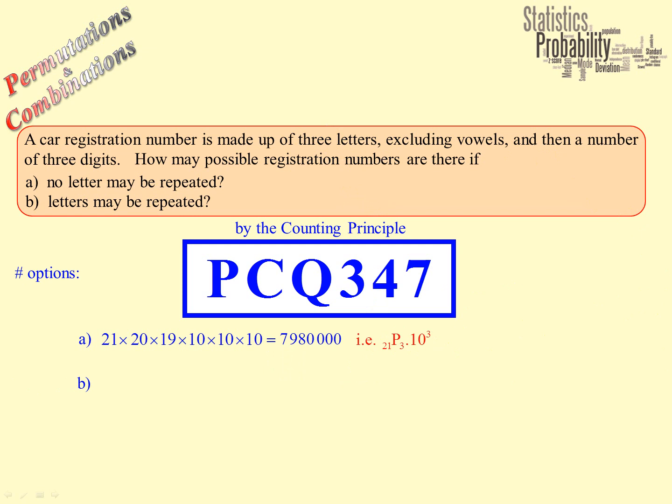Now, B, letters may be repeated, so the only difference now, the options are all going to be 21, and they are all 10 again. So it's 21 cubed times 10 cubed.